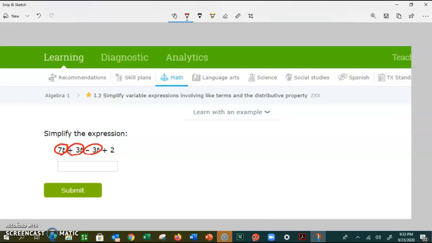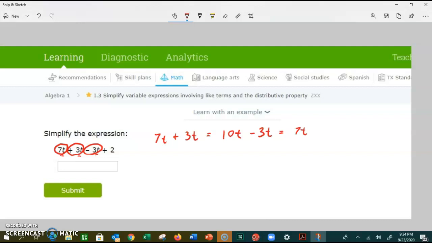What makes them alike is that they all have the same variable, the t. So we combine them by whatever the signs are. 7t plus 3t equals what? 10t. And 10t minus 3t equals 7t.